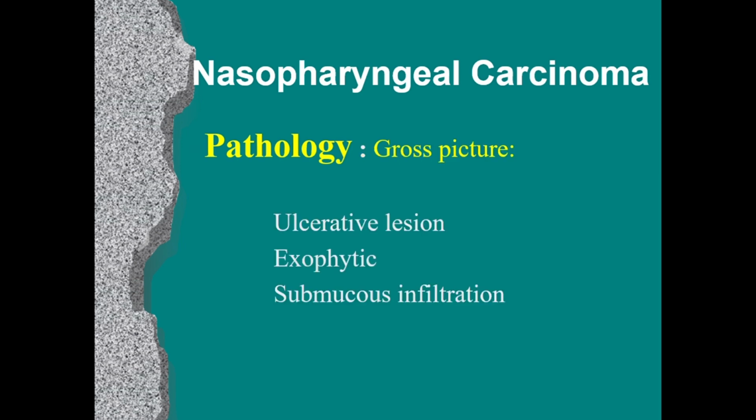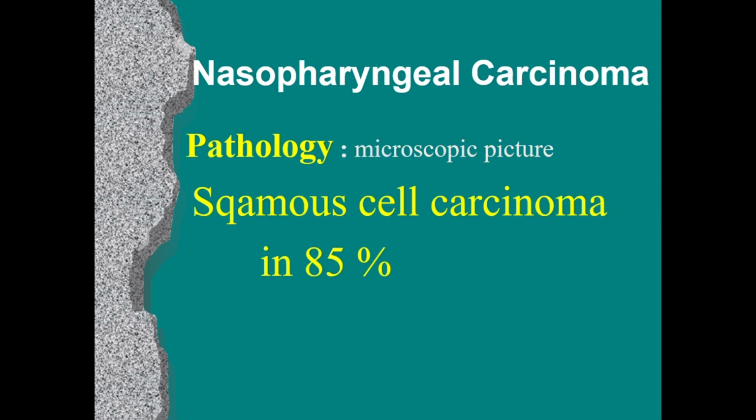Gross picture: any tumor that occurs in a capacious organ, either surface epithelium or a capacious organ like the intestine, the stomach, the larynx, the oral cavity, or the nasopharynx, will take one of three forms of growth: either ulcerative pattern, or exophytic or cauliflower pattern, or submucous infiltration. This means that the tumor spreads submucosally with intact overlying mucosa. Microscopic picture of nasopharyngeal carcinoma.